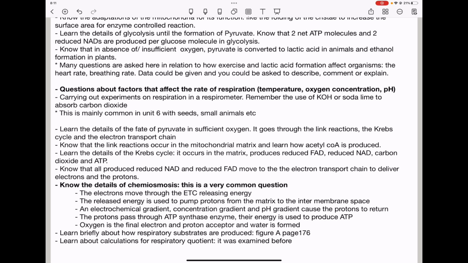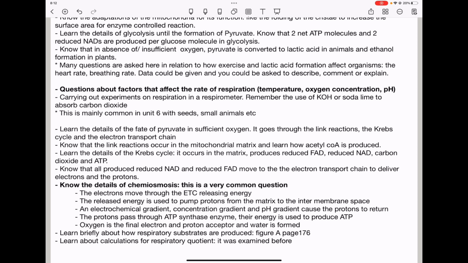An electrochemical gradient is going to be created as the protons accumulate in the intermembrane space. A concentration gradient as well as a pH gradient cause the protons to return, and they will return through the ATP synthase enzyme, and this is going to catalyze the formation of ATP. Here, oxygen will be the final electron and proton acceptor, and water will be formed.